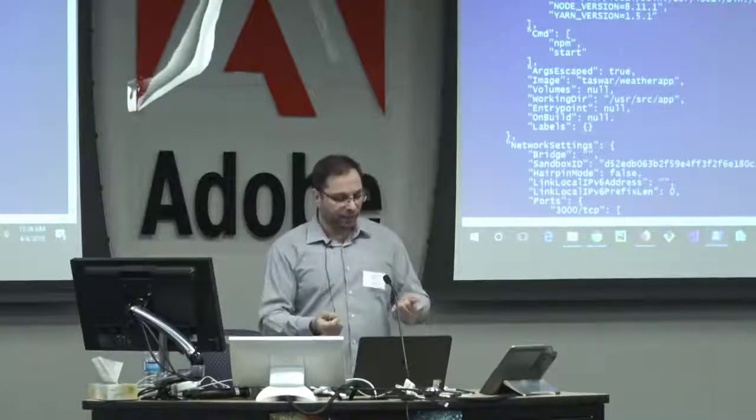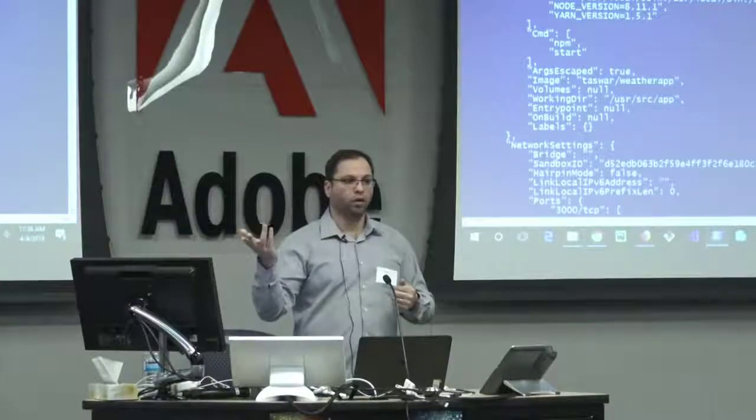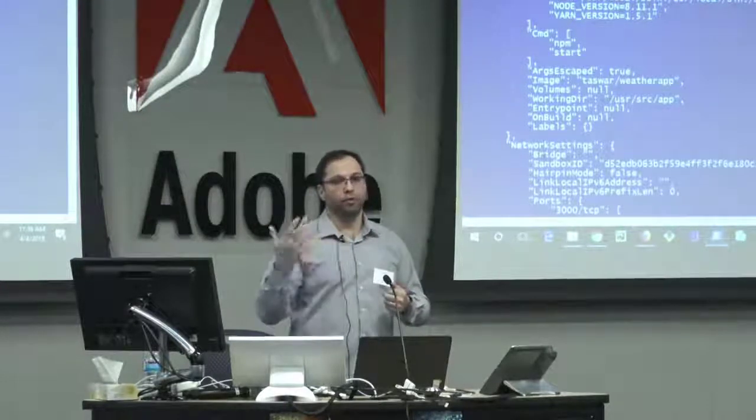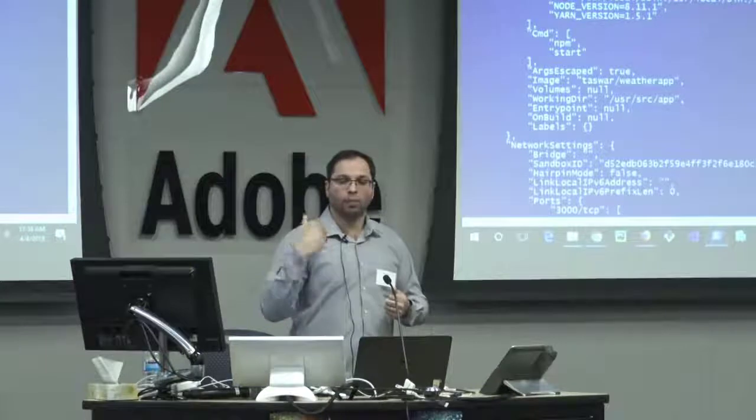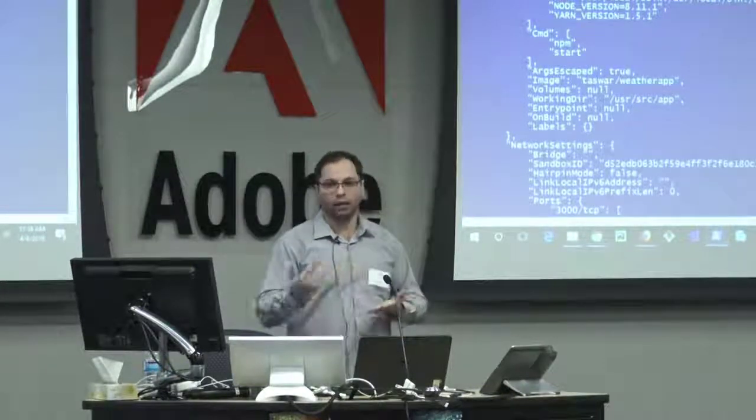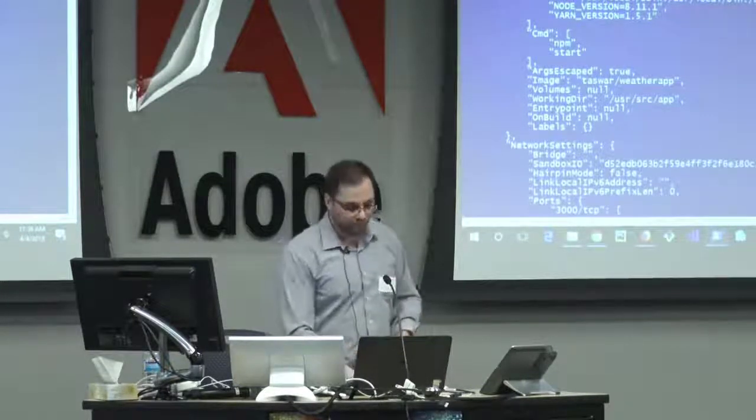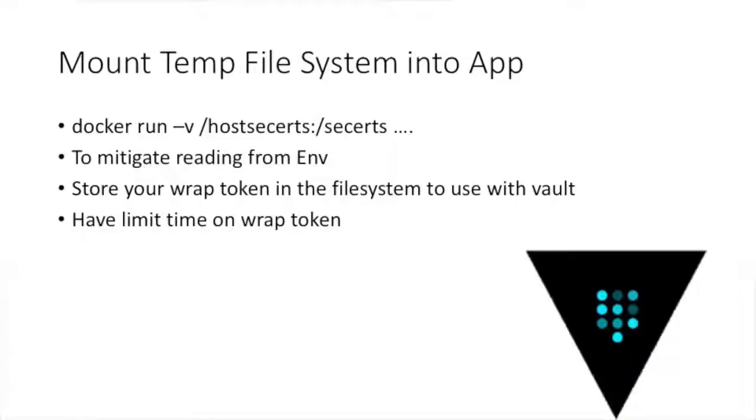The way to mitigate this is to mount a volume into Docker, and in that volume there should be a token of some sort that your application reads and then calls Vault to get back the secrets. As I was saying, if you run Docker with the secrets mounted to a temporary file system, you could mitigate this environment variable problem. Store the wrap token in the temporary file system, have your application read the temporary token, and log into Vault to get back the information.